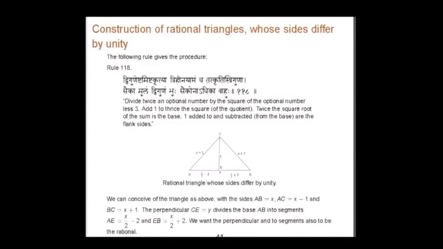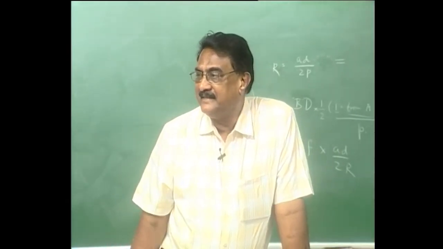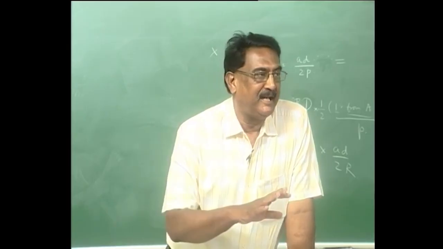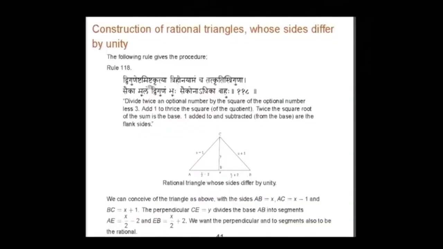Then he gives a very interesting result, construction of rational triangles whose sides differ by unity. So, he says that, what we want is a triangle with sides x minus 1, x, x plus 1. Okay. Where all the sides are integral, you can say what is so great, because you can choose any x and a triangle is determined by three sides. But what he wants is that all the perpendicular segments should all be integral. Okay. So, that is what he is doing.